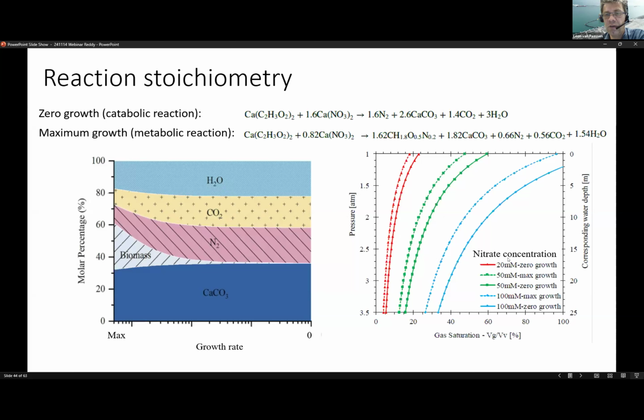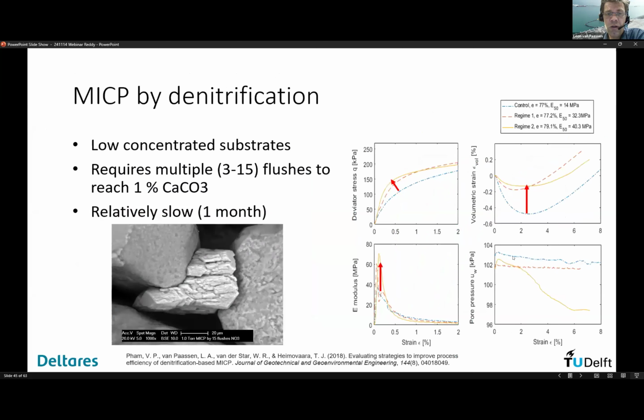So as you can see, at very low concentrations, for example, 20 millimolar of substrate, nitrate, you would already desaturate the soil in very shallow conditions, let's say 5 meters below surface, up to 20%. And if you desaturate the soil, that would probably also fill up the pores and might affect the distribution of your substrates and products.